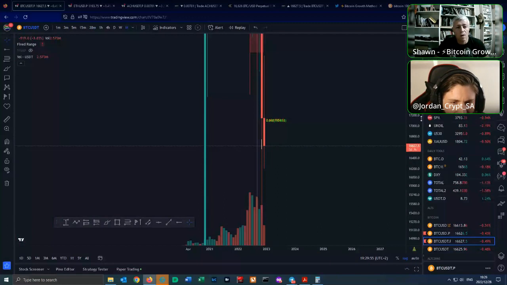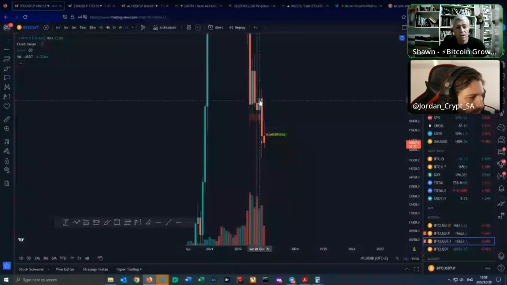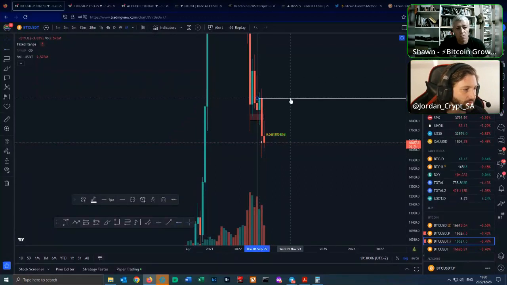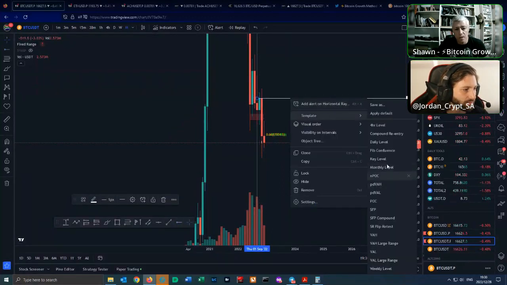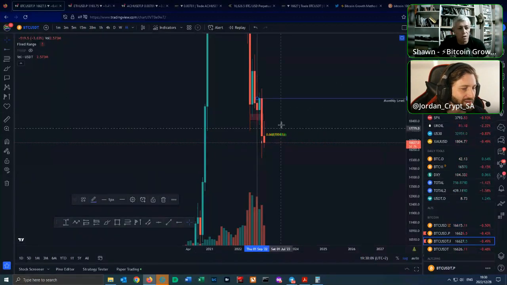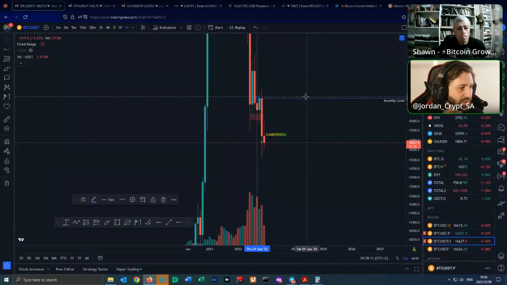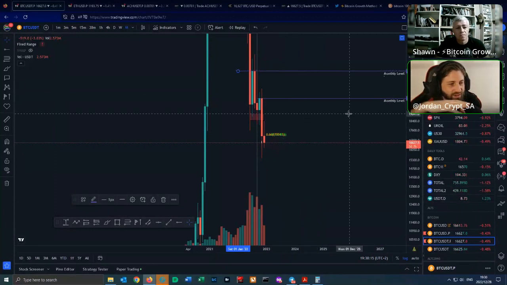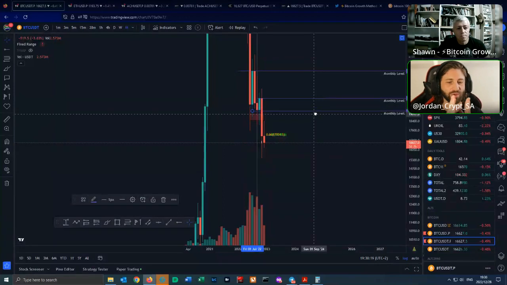So I draw my levels where a candle is open and closed at the same point. So there is a monthly level for me. So right click on that, templates. There's my monthly level. So what that shows on a big time frame for the newbies basically is support turning into resistance. Basically, candle bodies lining up.